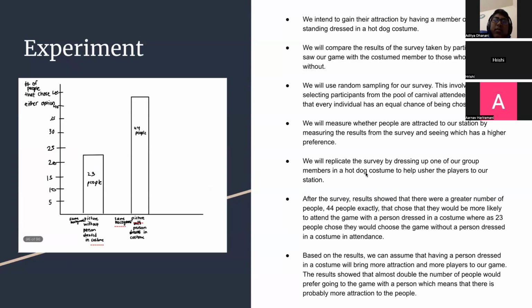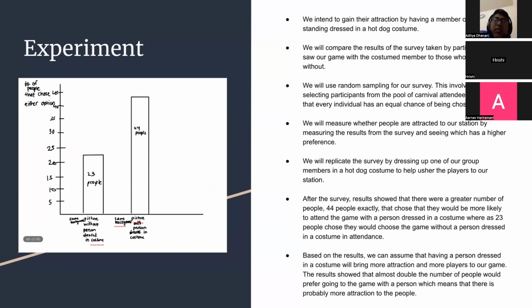For the experiment, we intended to gain attraction by having a member of our group dressed as a hot dog. And then we used the results of the survey to compare to see if our game did better with the costume member or without.